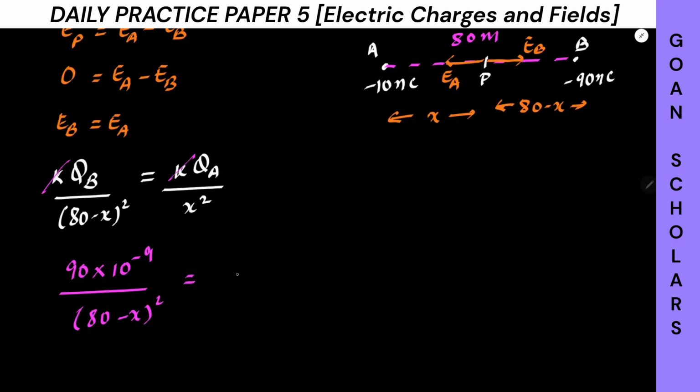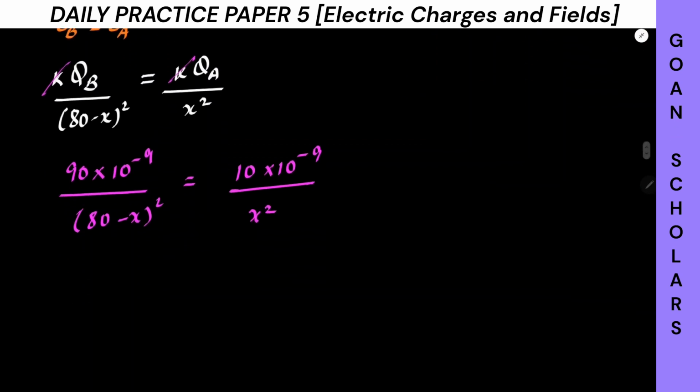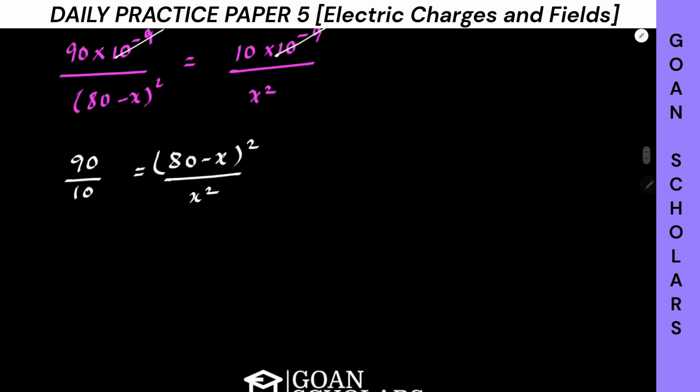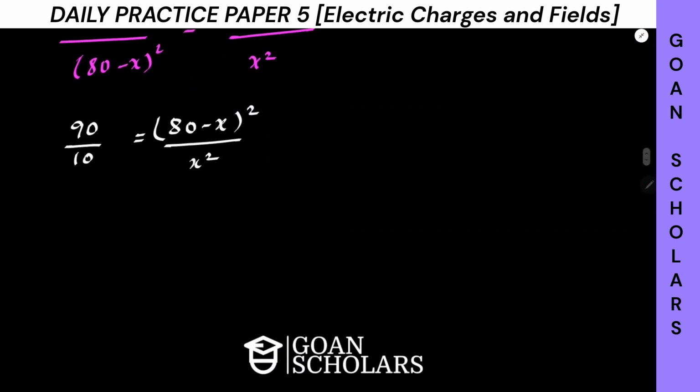And what's the charge on A? 10 into 10 to the power minus 9 whole divided by x square. Let's cancel out the things which are getting cancelled, 10 to the power minus 9 with 10 to the power minus 9, and cross multiply. You are left with 90 upon 10 equals 80 minus x whole square upon x square. Great. Now what do you have to do next? Next we cancel 90 upon 10, that is 9, and we can write it as 80 minus x upon x whole square.